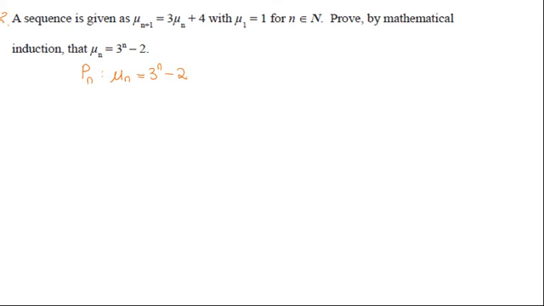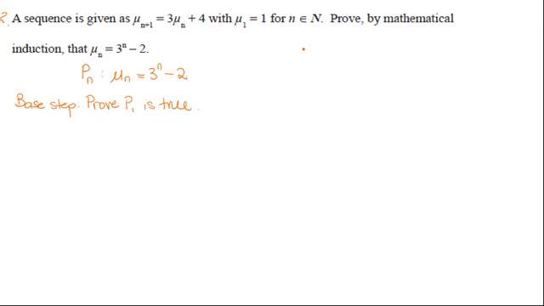Now we start just like we did in the previous one. We start with a base step. I'm going to start with my base step. And remember, my base step is proving that the statement is true for the smallest value of n. In this case, the smallest value of n is 1 because it told us n is an element of the natural numbers and the natural numbers start at 1. So we're proving that P1 is true.